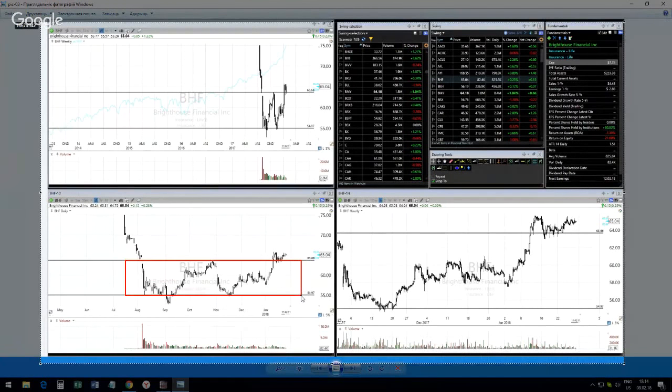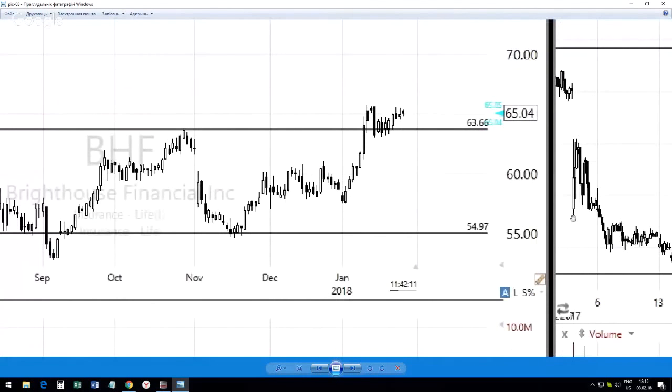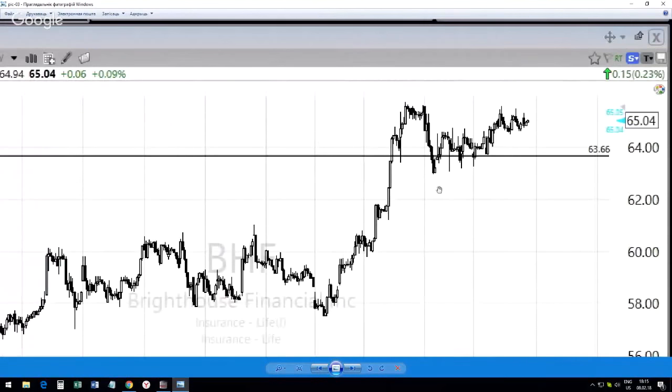Here, 55 till 63. Price moving below this channel, and you see it at weekly chart and at daily chart. And let's see at this chart. So price moving below this channel, and then you see absolutely clear level retesting, 63, 66, with little breakdowns.